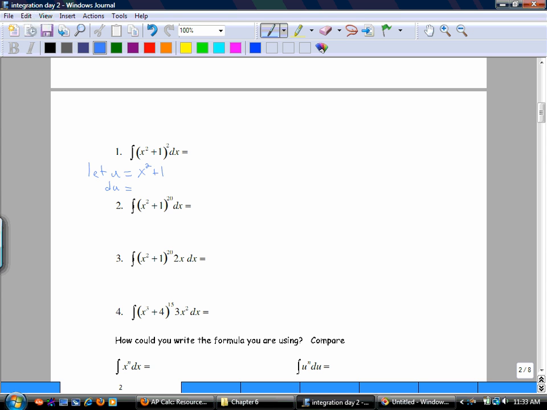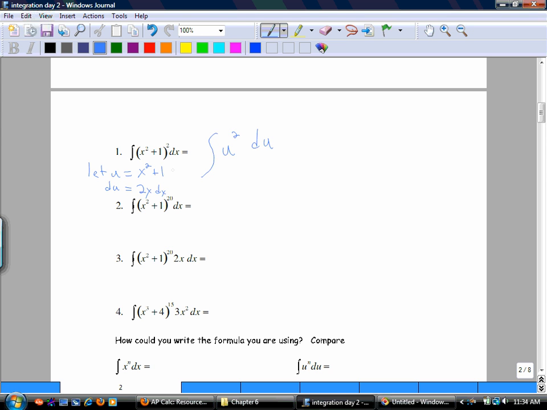All right. So what would du be? Whenever I do this u substitution with integration, I have to let u equal something, and then I have to let du equal something. Well, what is du going to be? Du is the derivative of u, which is 2x dx. So that when I go up here and I integrate, I replace x squared plus 1 with u, and the exponent on u is 2. And I have du.